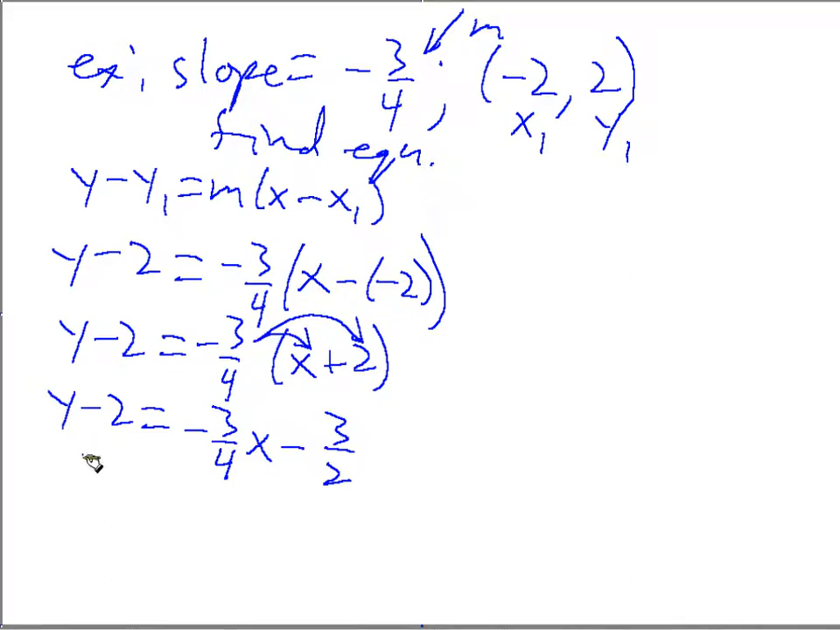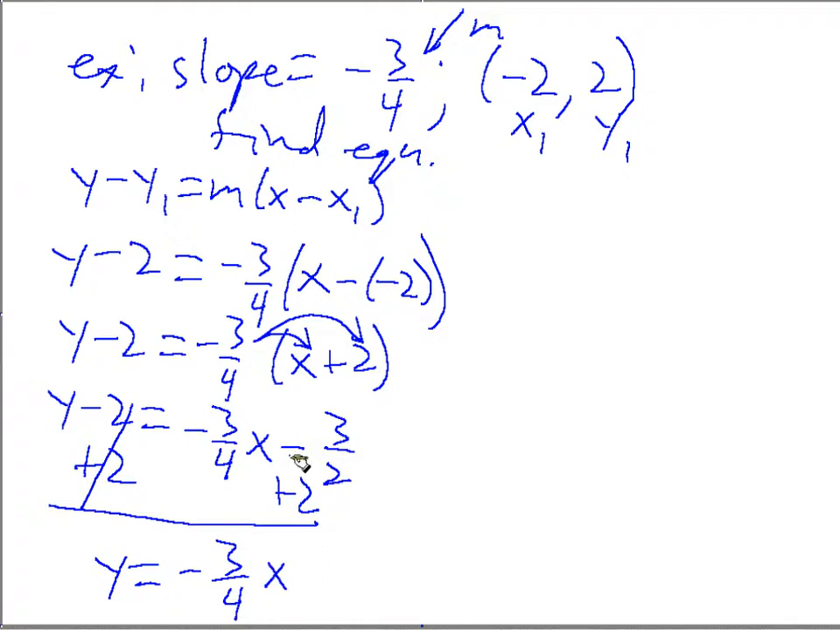Let's add 2 to both sides here to finish solving for y. So y is going to be negative 3/4 x, and what is negative 3/2 plus 2? Well, that's positive 1/2, which is precisely the answer we got last time. 1/2 right down here.